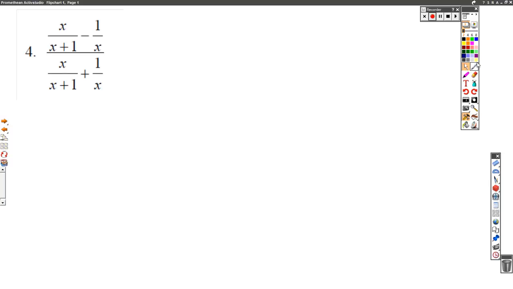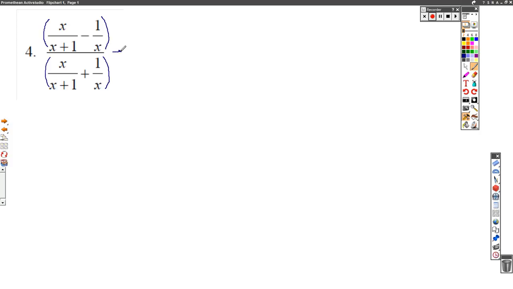Okay, so what we're going to do is work on summer packet number 4. This has to do with complex fractions. That's when you have a bunch of fractions inside of a big one. First thing we're going to do is put parentheses around the top part of the fraction, the numerator, and then put parentheses around the denominator, which is this big bad boy right here.